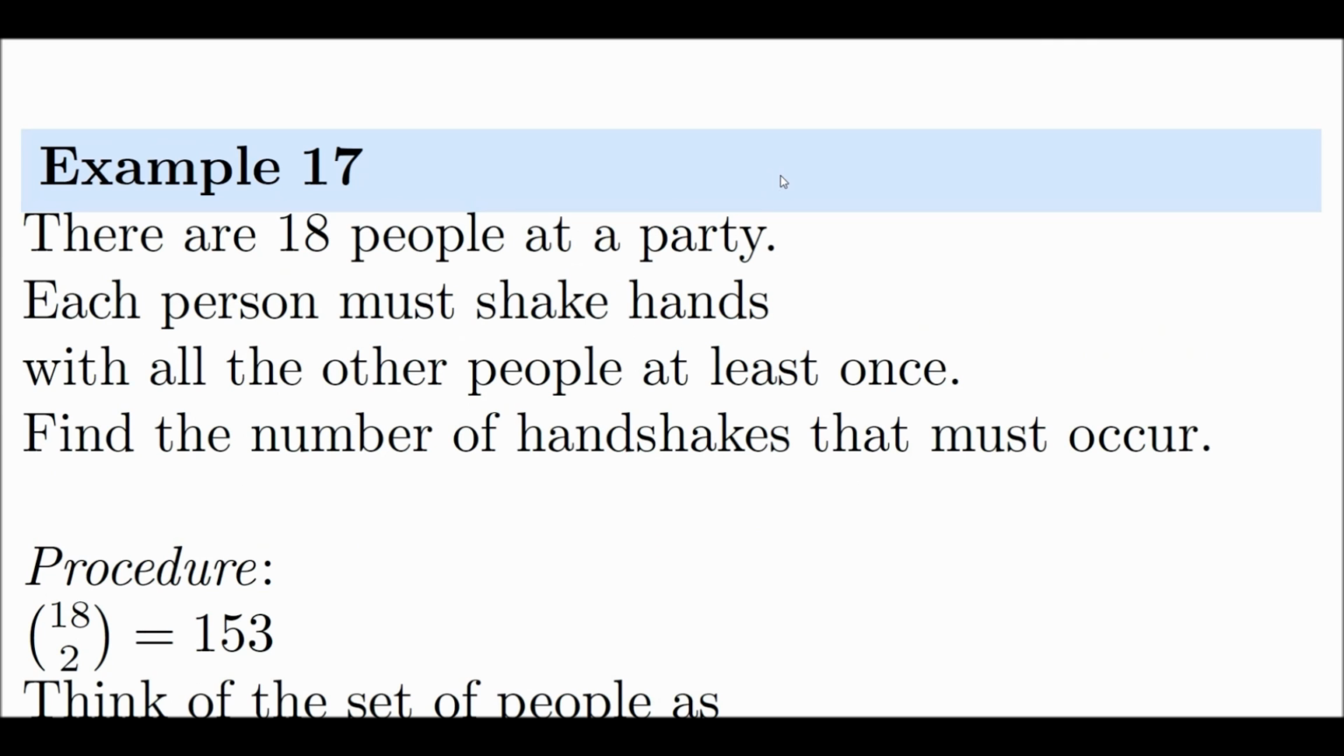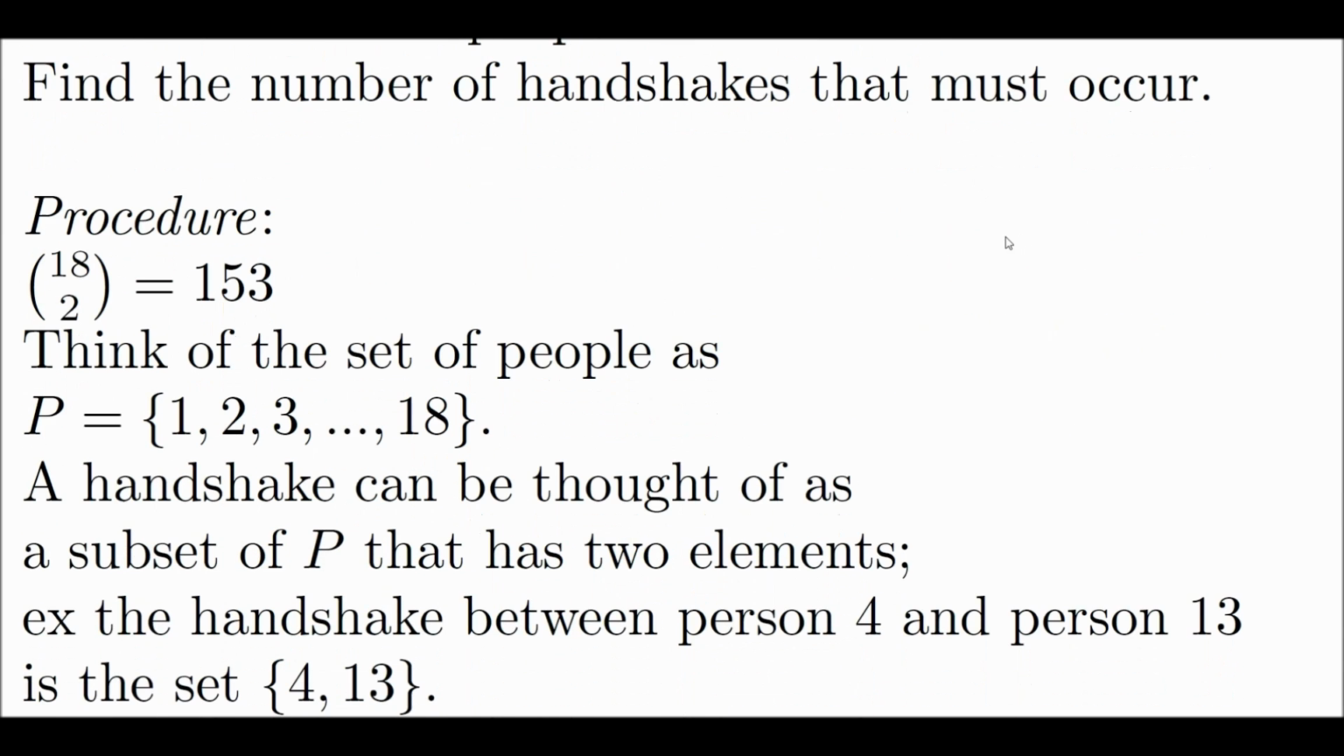Now I've got 18 people at a party. Each person must shake hands with all the other people at least once. I want to find the number of handshakes that have to occur here. So this is going to be the same type of thing as the football problem. So it's going to be 18 choose 2. That'll be 153. That's the number of handshakes that'll have to occur.